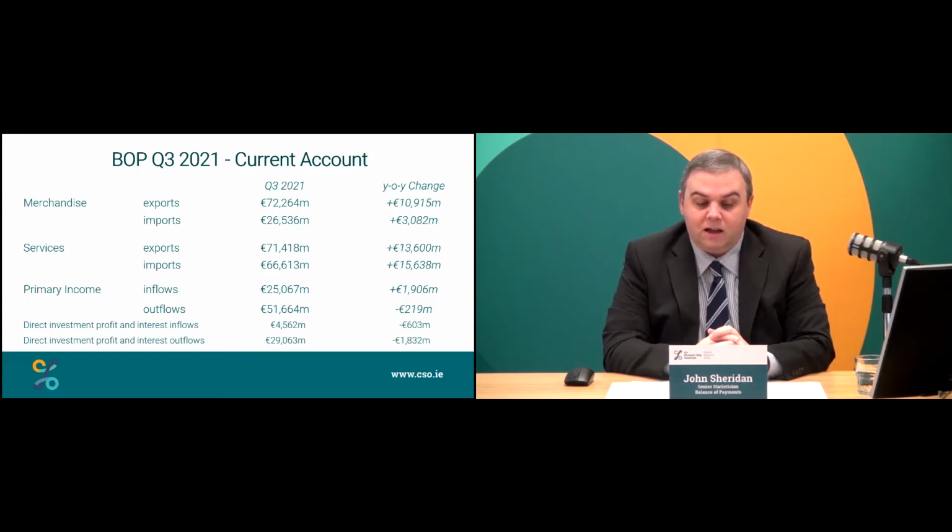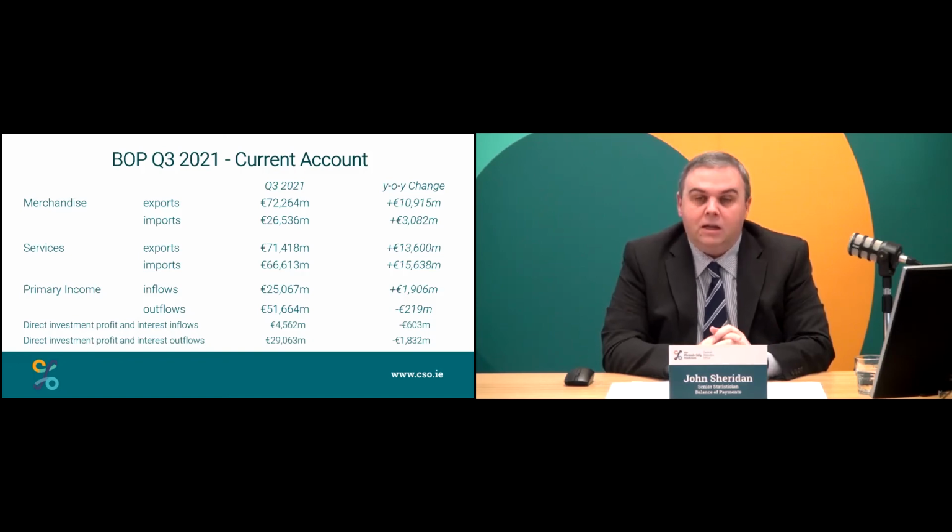On the services side, we have exports of 71.4 billion, which has increased by 13.6 billion since the same quarter last year, and imports of 66.6 billion, which have increased 15.6 billion on the same quarter last year. Looking at our primary income inflows and outflows, we have inflows of 25.1 billion, which has increased 1.9 billion on the same quarter last year, and outflows of 51.7 billion, which are down 219 million on the same quarter last year.